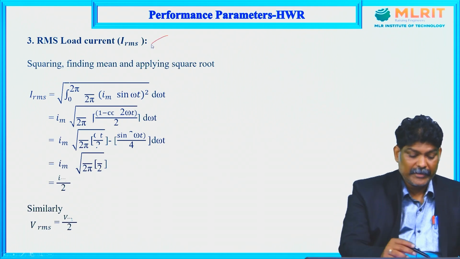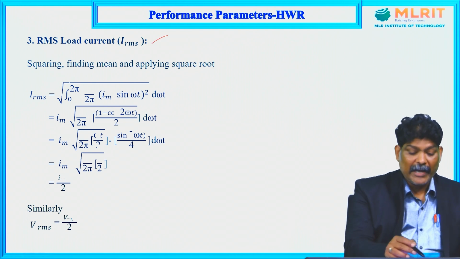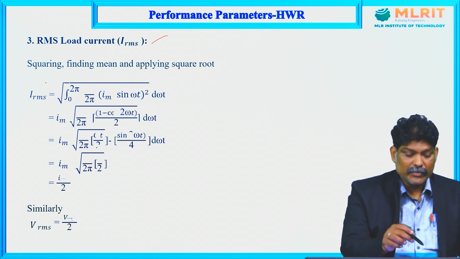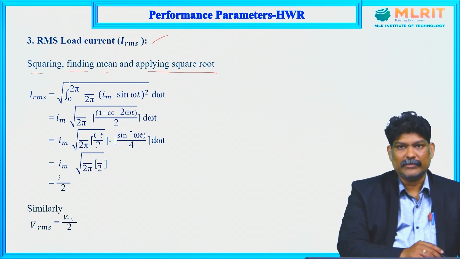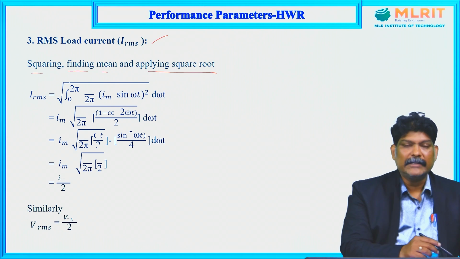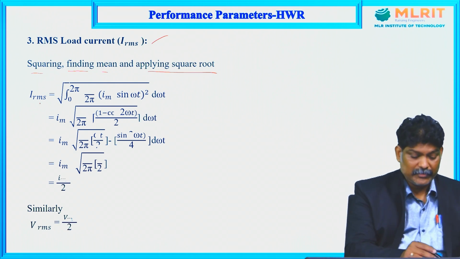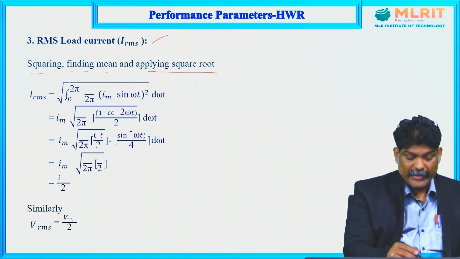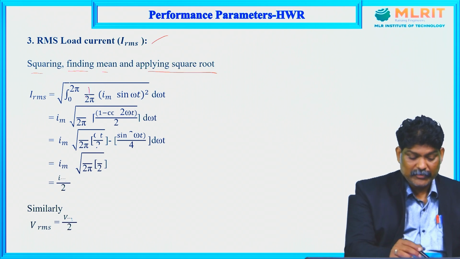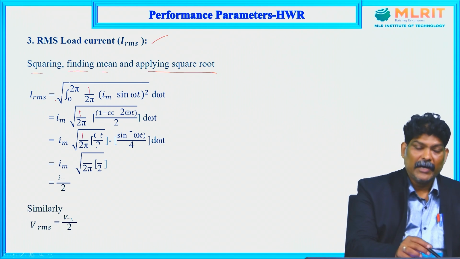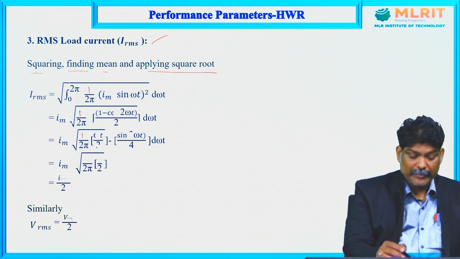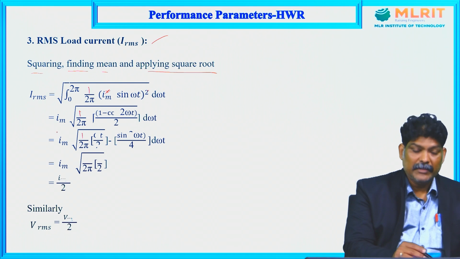Similarly, the third parameter is the RMS load current, IRMS. In order to calculate this, we first square, then find the mean, and then apply the square root. This is the procedure to calculate the RMS value of a particular parameter. So IRMS is equal to, first the squaring of the given term, 1 by 2 pi, integral from 0 to 2 pi, Im sin omega t whole square d omega t, under root. Im can be taken outside because it is Im square, no? So therefore I can take it outside.